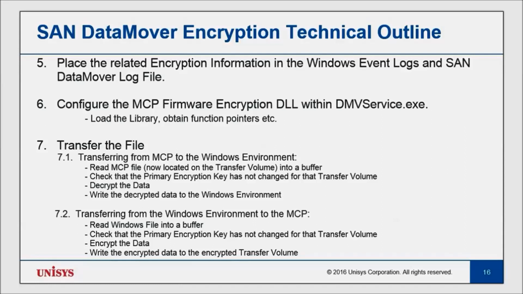When we transfer from MCP to the Windows environment, we'll first read the MCP file, which is already located on the transfer volume. We'll check that the primary encryption key has not changed for that transfer volume. If it has, we'll deny the transfer. We'll then decrypt the data and write this decrypted data to the Windows environment. And now vice versa, going from the Windows environment to the MCP, we will read the Windows file into a buffer, check that the primary encryption key has not changed for that transfer volume. Again, we'll deny it if it has. Encrypt the data and write the encrypted data out to the transfer volume.